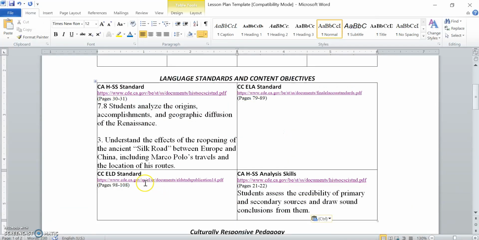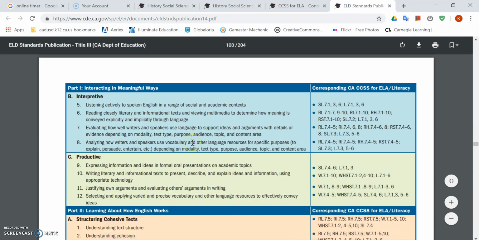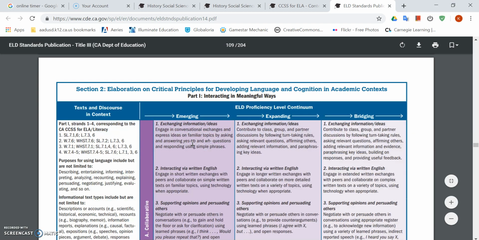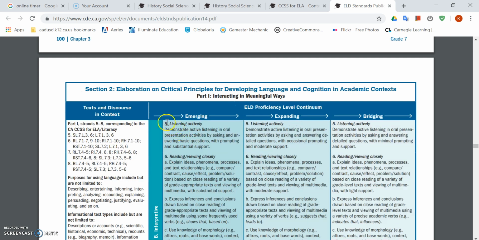Last but not least, your ELD Common Core standard, 98 to 108. Same idea, you're going to have reading and writing standards, but you're also going to have listening and speaking standards. So if they're listening actively, taking notes, asking and answering basic questions, you would copy and paste that specific standard. For this one, your standards are going to come from the emerging column or the expanding column. Unless they are advanced, bridging is the higher level, kind of the honors standards.